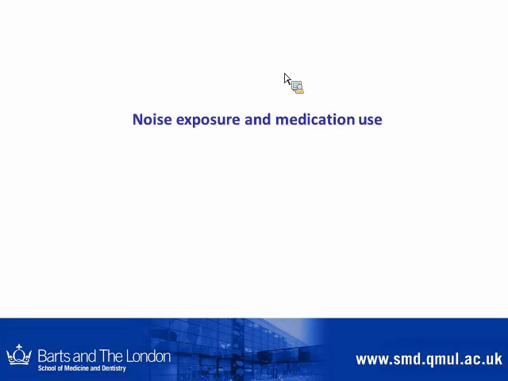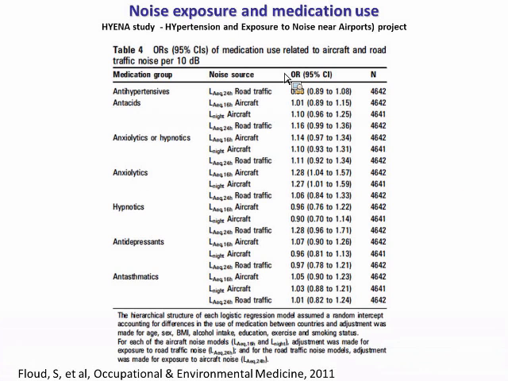So just to finish, I want to talk briefly of a study on medication use. This is a really nice study from Sarah Flood in the UK. This was another European study called the Hyena study, where they're looking at hypertension risk for adults who live near airports. I think there were 6 or 7 European countries involved in this. And then they had lists. This is self-reported medication, so it's not as good as having medical data.